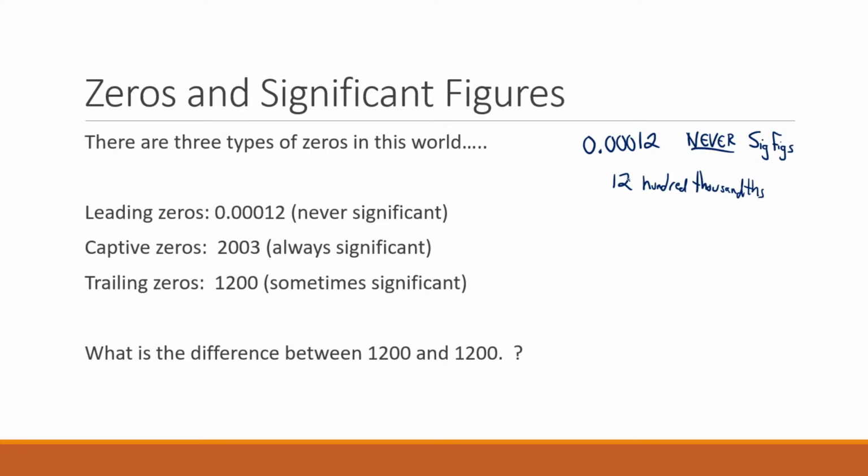And the only way we can show 12 hundred thousandths numerically is by using these zeros to show the scale of that number. Right? They're there as a scale to show you how big or how small the number is. They are not counted as measured. They are not counted as significant figures.